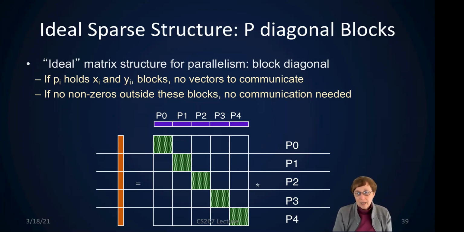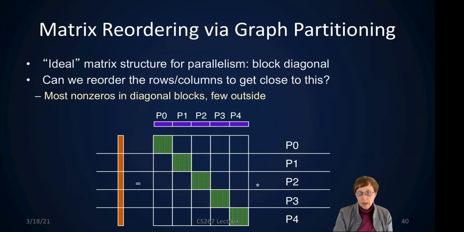Now, it's not a very interesting problem if all you have is local work that's going on, but you can have problems in which the non-zero structure approximates this. And so a lot of times in a distributed memory setting, you don't have an ideal matrix, but you may want to reorder the rows and columns in order to get something close to this ideal sort of format. So minimize the number of non-zeros that are out here in the blocks away from the block diagonal.